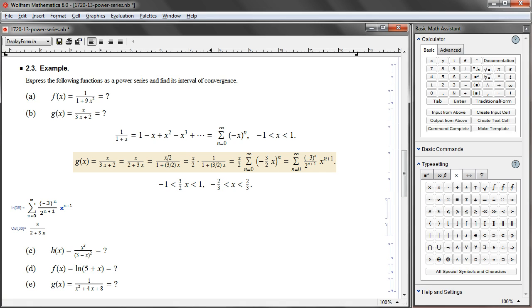How about the interval of convergence? Didn't we just replace x by 3/2 of x? Well, that's about it. So we end up with x is between negative 2/3 and positive 2/3. You can easily check by running this mathematical command.